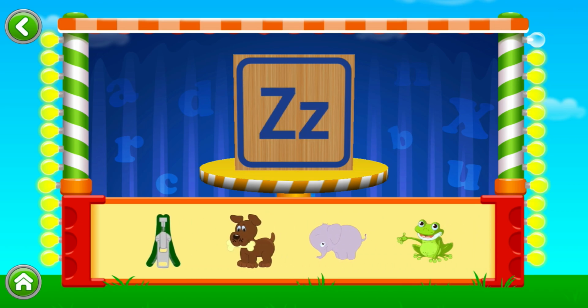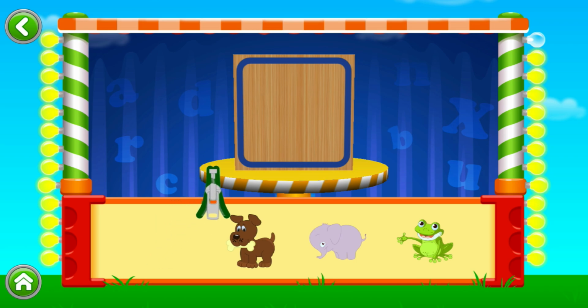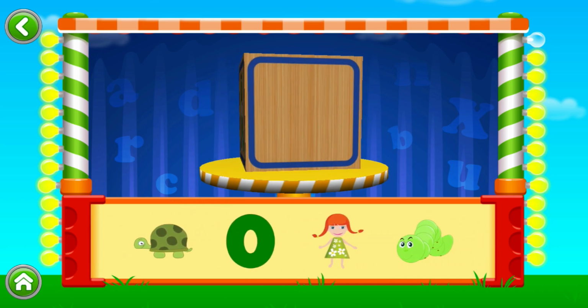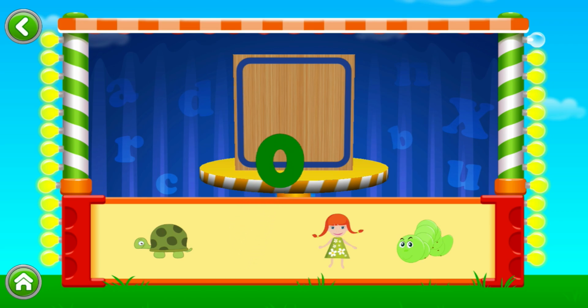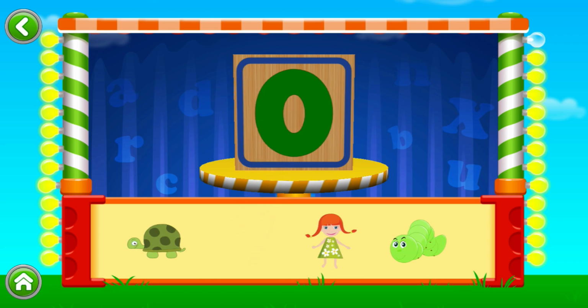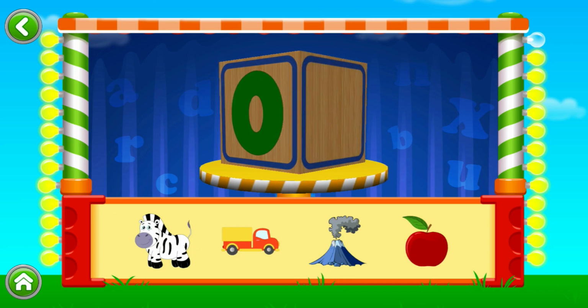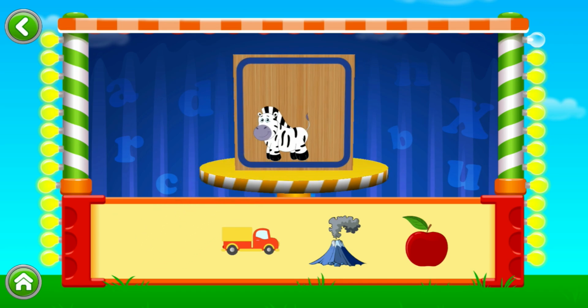Z. Zipper. Go ahead and turn the letter cube. Zero. Now, let's do the next side. Zebra.